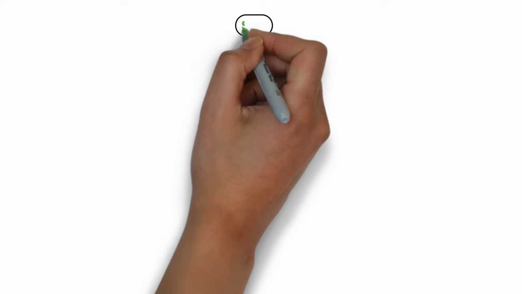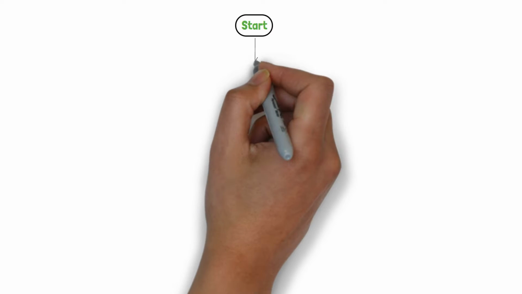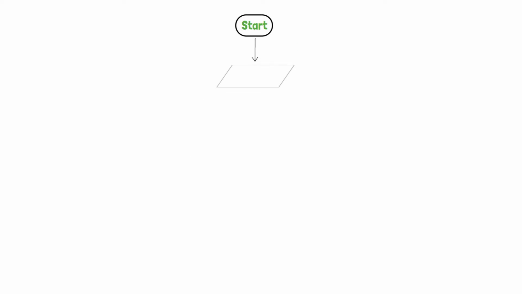To begin the program, we will first create a starting terminator. Now, we will implement an input component to accept three numbers from the user and store them in variables A, B and C.